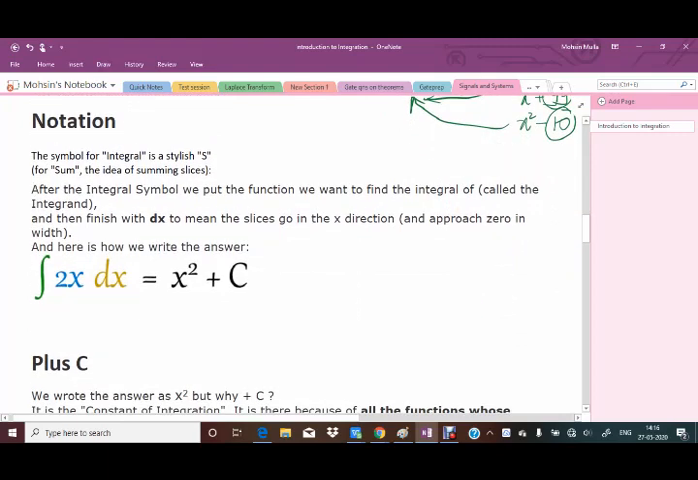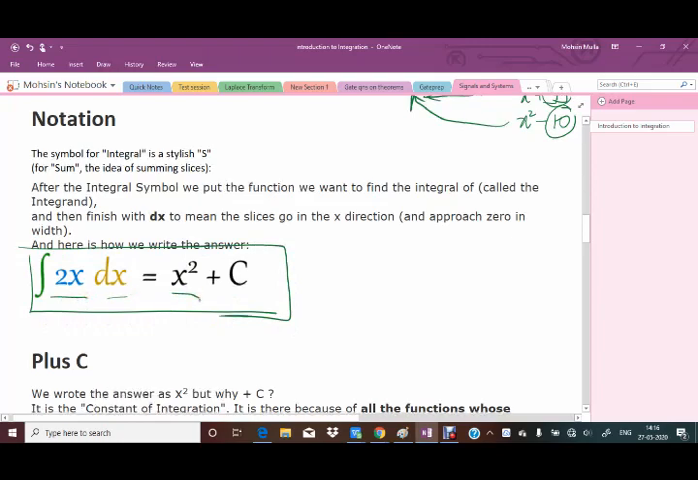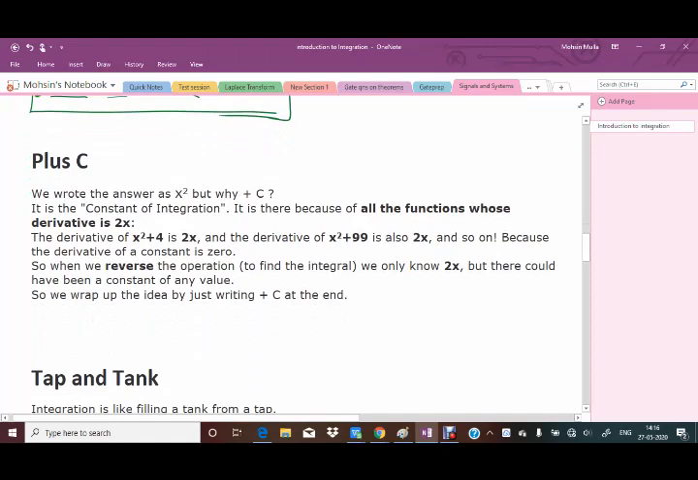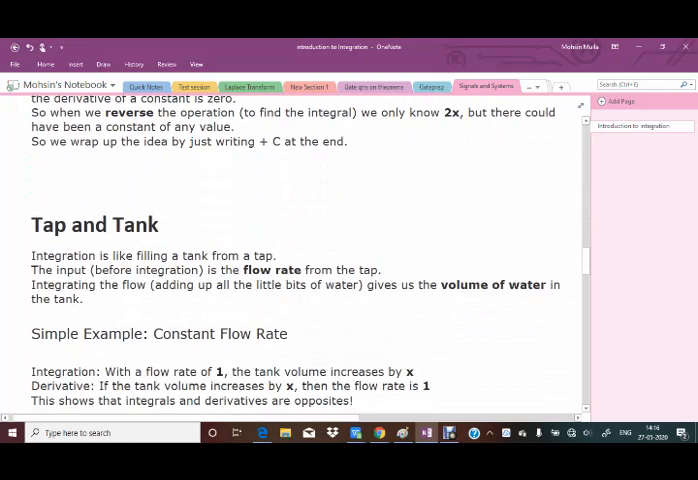So here is the final notation for that integration. The integration of 2x dx is x square plus c, and here is the explanation why we need to take that plus c. So this is what it is about the integration.